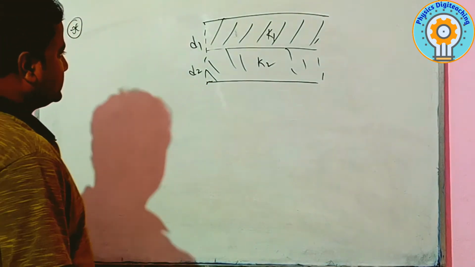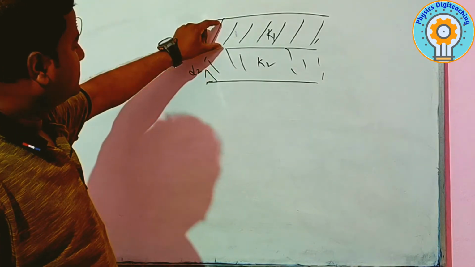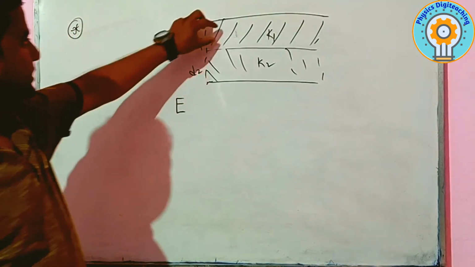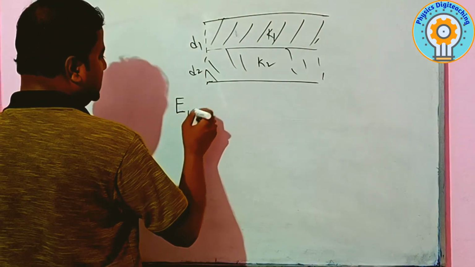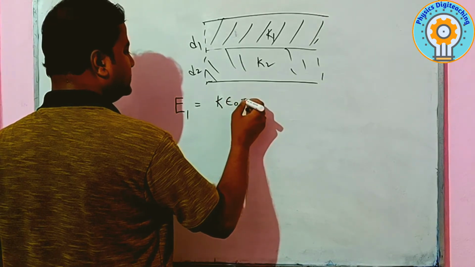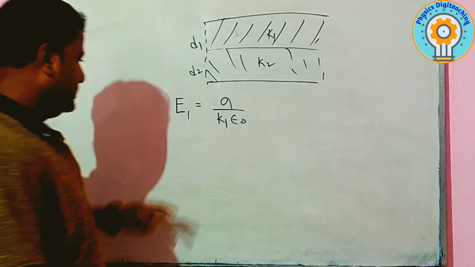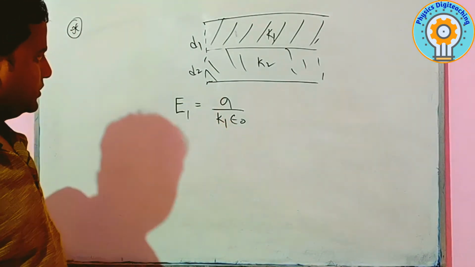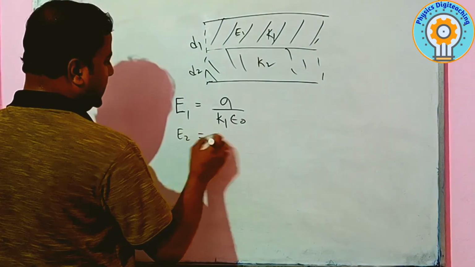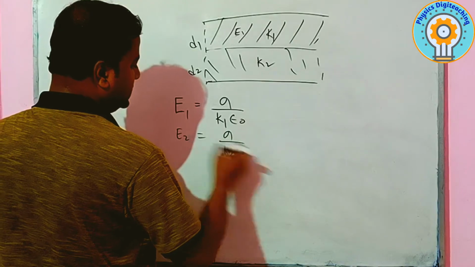And as before, first we calculate the electric field in this region. This is E1 equal to sigma by K1 epsilon naught. E1 equal to sigma by K1 epsilon naught is the electric field in this region, and the electric field in this region will be E2, and this will be sigma by K2 epsilon naught.